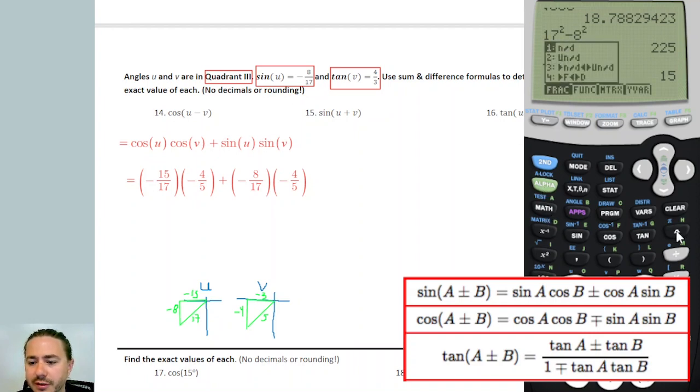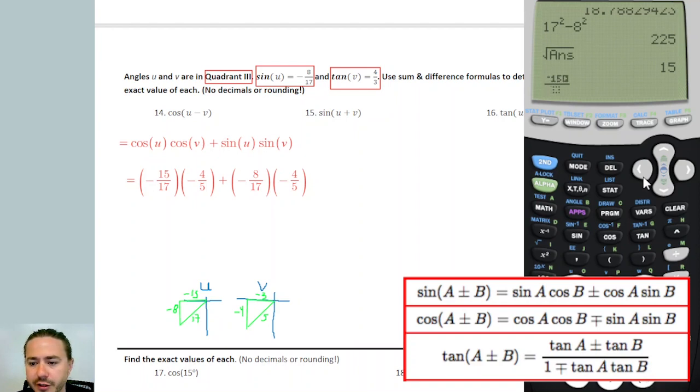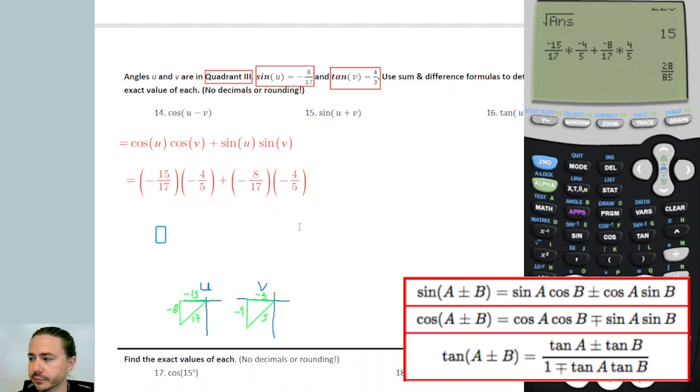So yeah, I'm just going to type this in. We've got negative 15 over 17, times negative 4 over 5. It doesn't really matter where that negative goes. It could go on the outside of the whole fraction, on the top, or on the bottom. As long as there's just one, you're good. Plus negative 8 over 17, times negative 4/5. So you get this nice old fraction, 28 over 85.